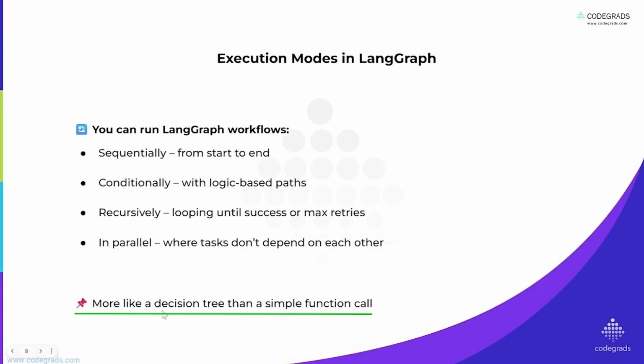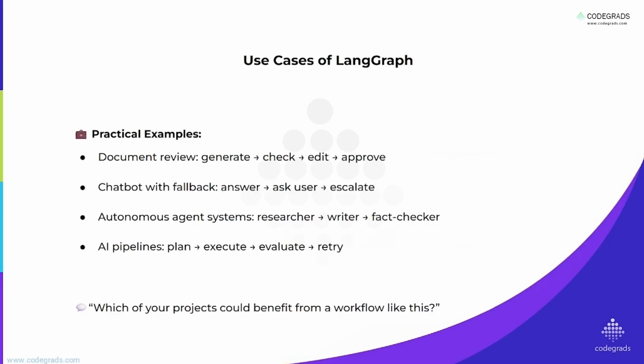Now it is more like a decision tree than a simple function call. You can imagine, just like in a decision tree, where if-else conditions are involved, we can imagine Langgraph also in the same way. Now, the use cases of Langgraph, with practical examples. First is document review. We can generate a particular document, we can check it, we can edit it, and then if we are getting the right document, we can approve it.